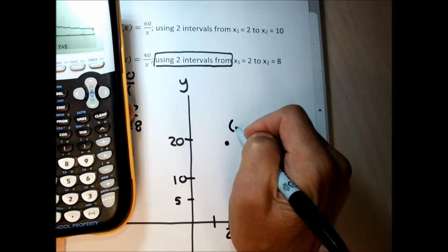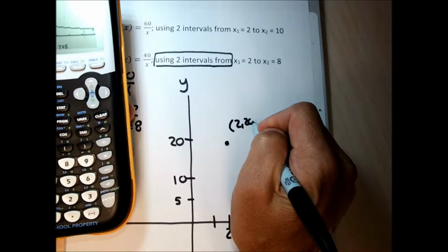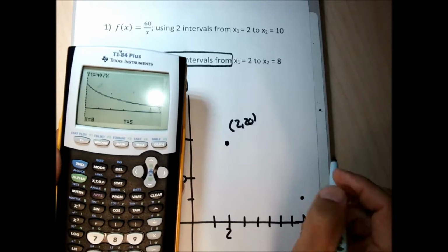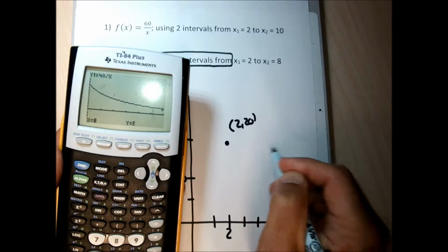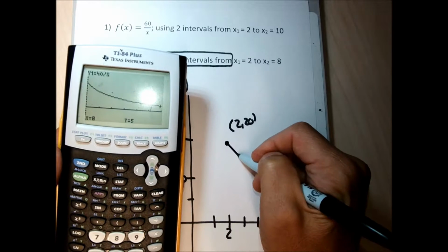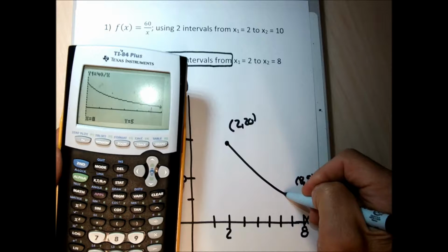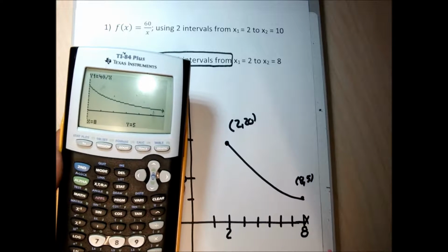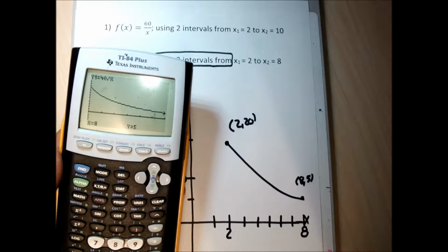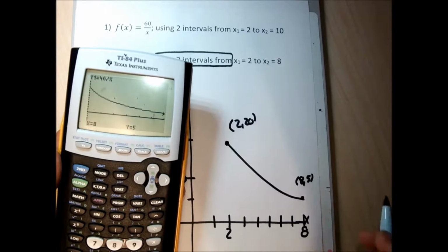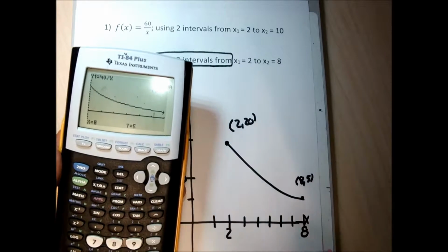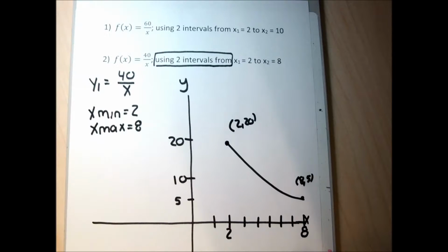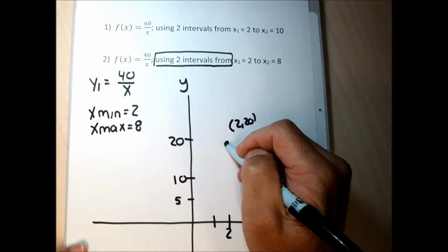So I have the point 2, 20, the point 8, 5, and I'm going to copy exactly what I see here. More or less like that. My graph has a slightly different window than I have drawn here, so they're both fine. It has the same shape. It's good enough.